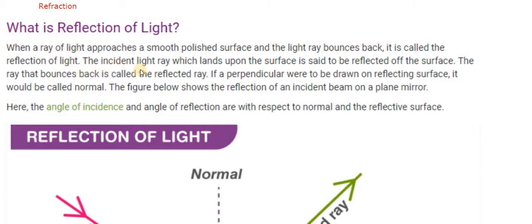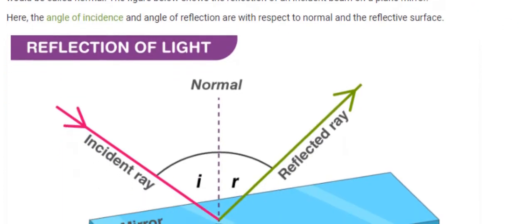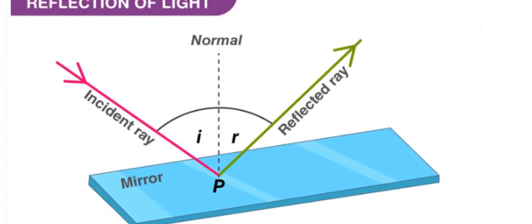I'll show you an example. This diagram will help you more. There is a mirror, a plane surface or smooth polished surface. The light ray coming from a light source, which may be the sun or any other light source like a luminous bulb or candle, is known as the incident ray. When the incident ray hits a smooth surface, what happens after that? It will bounce back and go away again. This is known as the reflected ray.